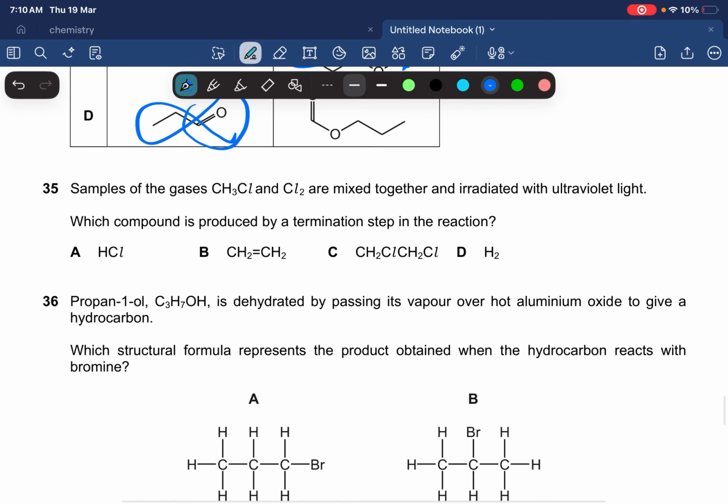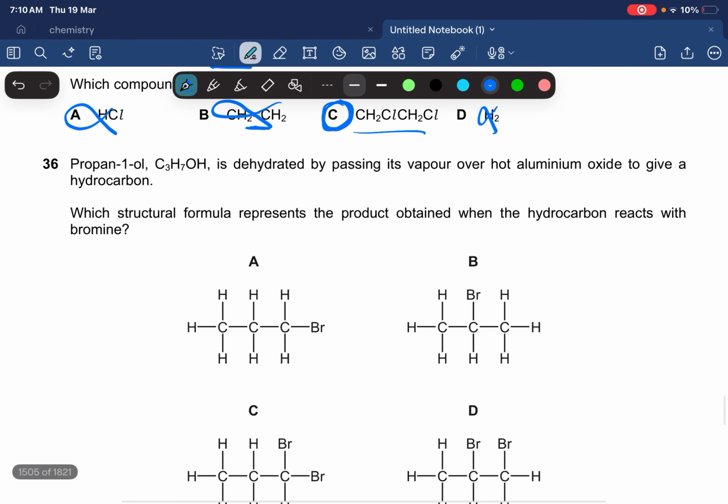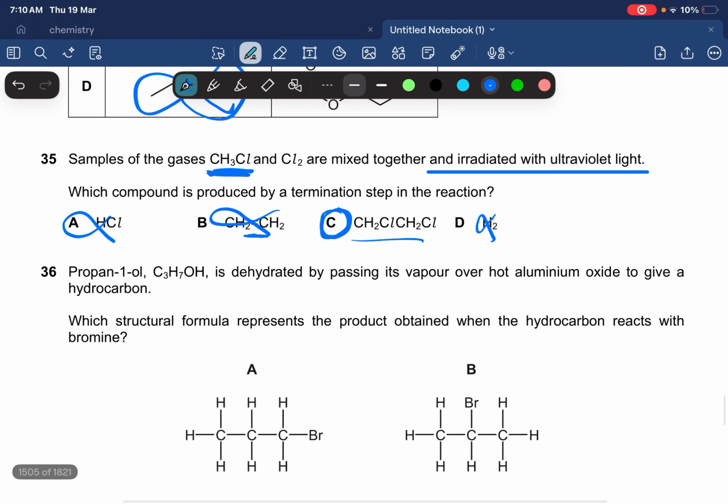Samples of the gases CH3Cl and Cl2 are mixed together and irradiated by UV light. So we are doing free radical substitution. Which compound is produced by a termination step in the reaction? We don't produce hydrogen in termination step. We don't produce HCl. We don't produce double bonded things in termination. Two free radicals are going to join together. We double the carbon chain in termination. Got it?